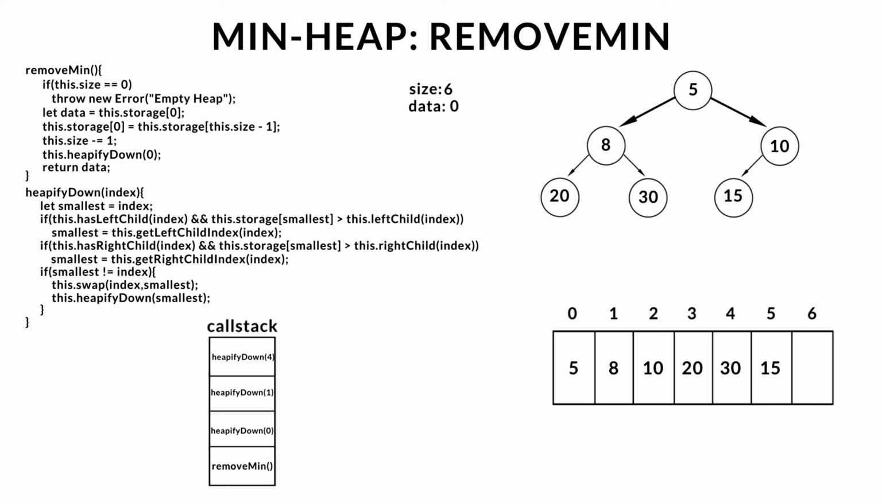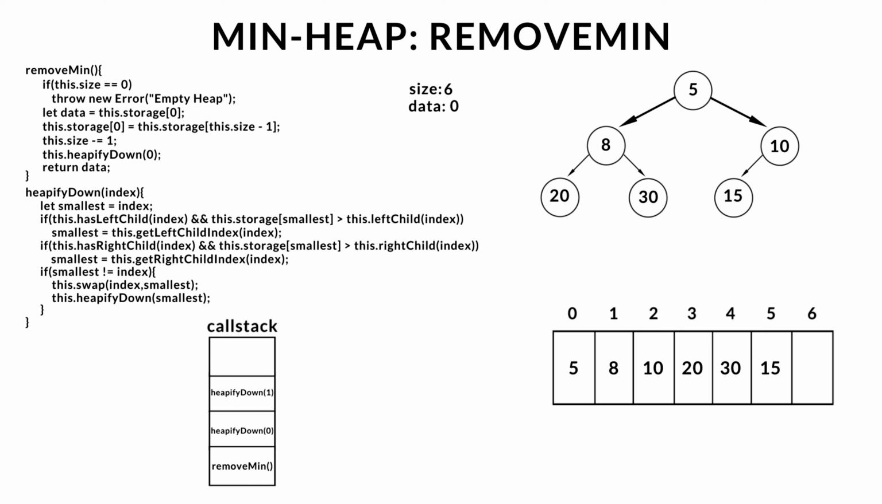Executing our heapifyDown method once more, we initialize smallest to the node we're currently at. Does this node have a left child? No, it doesn't. Does this node have a right child? No, it doesn't. Is smallest not equal to index? This fails. So there's nothing left to do. So this heapifyDown method is done executing. So we could pop this off the stack.